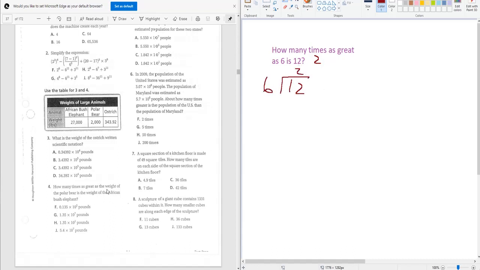So what we're doing here is we're doing scientific notation division, which, if you don't remember, please refer to the scientific notation video. I will be talking about it, but I will not be writing it out because it is in one of the videos. So, African bush elephant, I have 27,000. Now I'm going to write this in scientific notation. If you don't know how to do that, I would rewatch the scientific notation video.